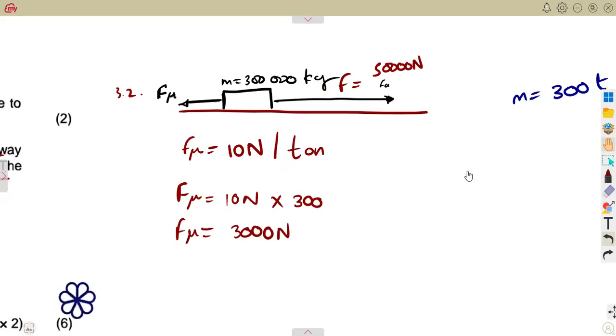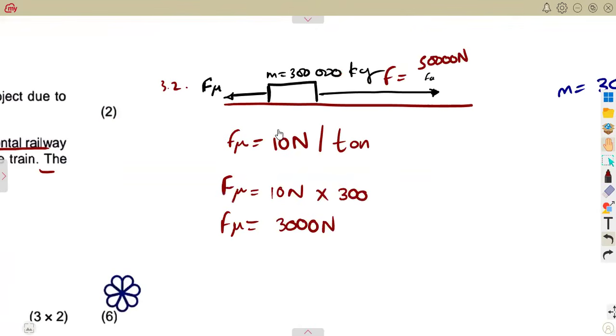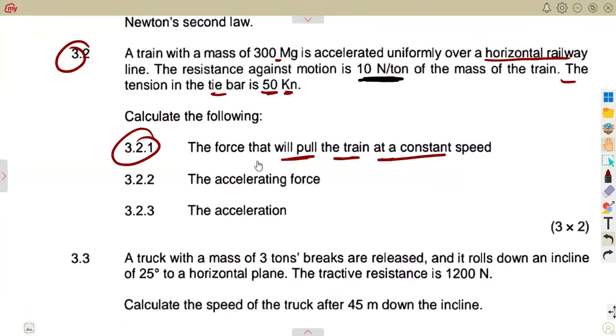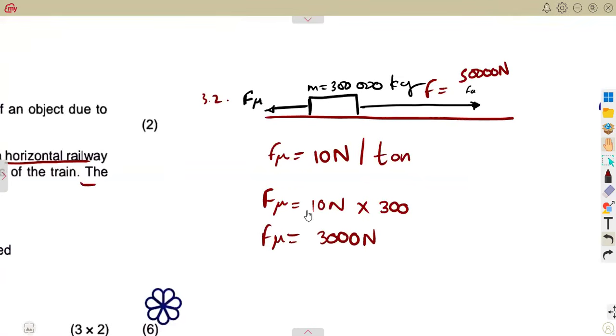So that is what we're given. The question is, calculate the following: the force that will pull the train at constant speed. At this constant speed that we are given, what is going to be the force to pull? Meaning to say, that is going to be our frictional force in this case. So we have the applied force, and the frictional force, which is opposing in the other way, and it is taken at constant speed.